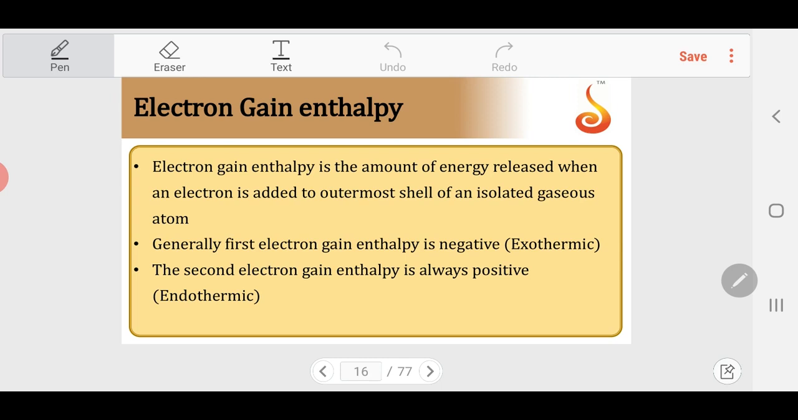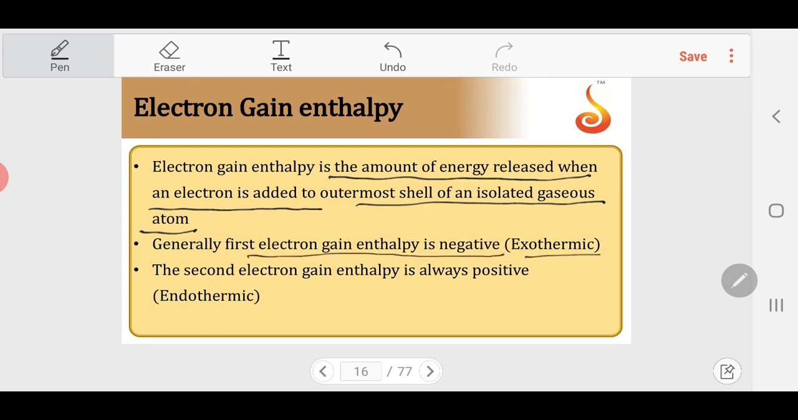Electron gain enthalpy. Electron gain enthalpy is the opposite of ionization energy. It is the amount of energy released when an electron is added to the outermost shell of an isolated gaseous atom. In ionization energy, we remove the electron; in electron gain enthalpy, we add an electron. For most of the elements, the first electron gain enthalpy is negative, meaning it is an exothermic process.